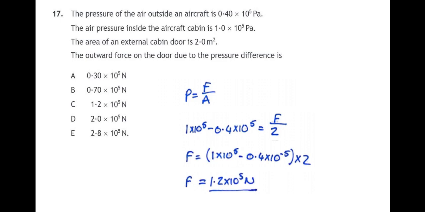We could have done this in a slightly longer way and used the same pressure equals force over area formula to work out the outward force due to the pressure of the air inside the cabin, and then the inward force due to the pressure of the air outside of the cabin, and then subtract them. And in that case, you would have got exactly the same answer, 1.2 times 10 to the power 5 newtons, which is answer C.